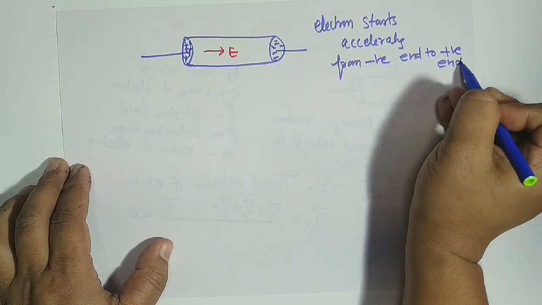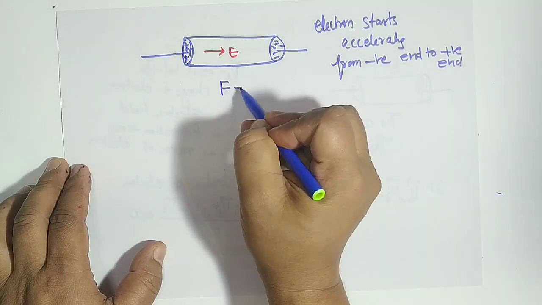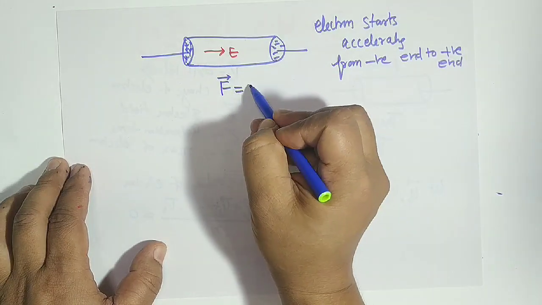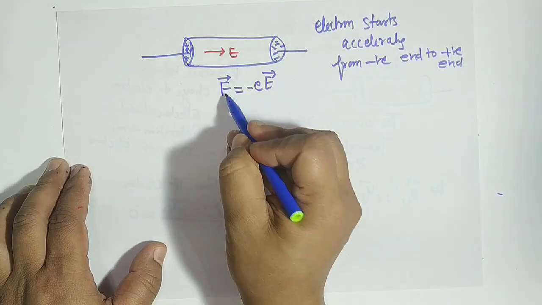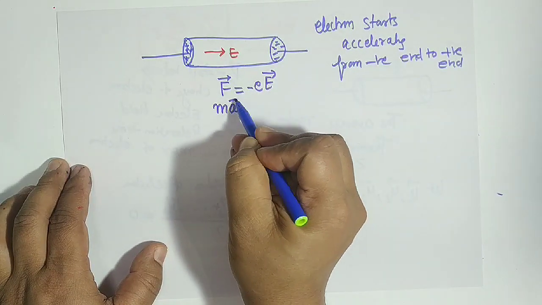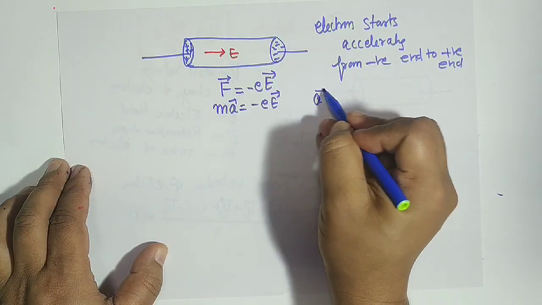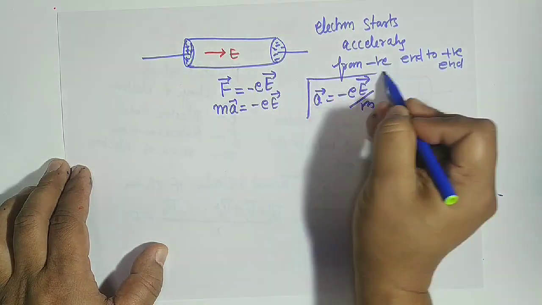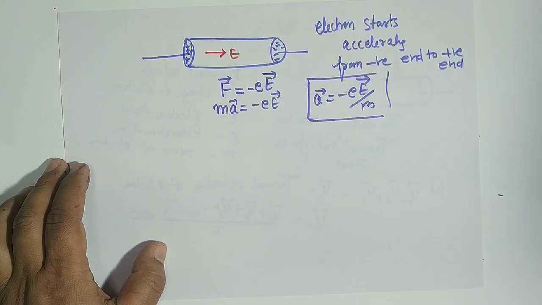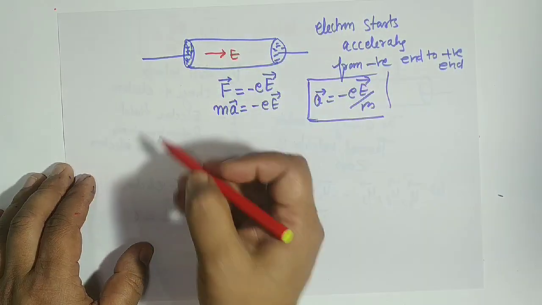Got it? So if they start moving on this side, there will be a force due to the electric field in the opposite direction. And all of you know what force is: qE. So we will have -eE, because this is the electron charge. And force is mass into acceleration. So can we get the acceleration for the electron? Yes, -eE/m. This is the acceleration of the electron. So we got the acceleration, and the electron will drift from this side.